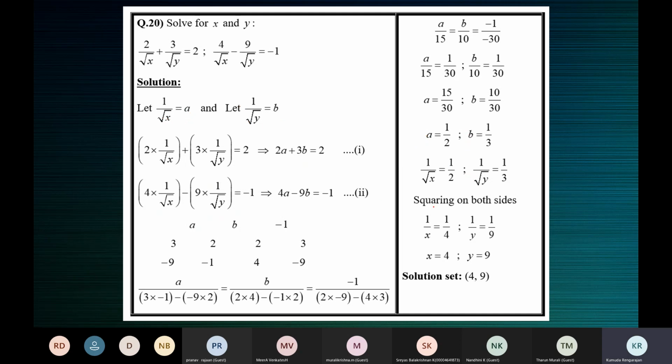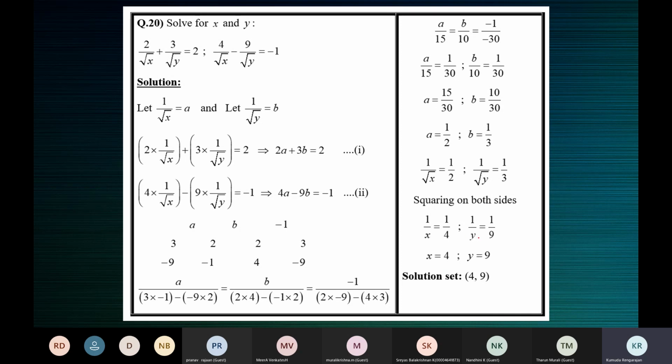Square on both the sides, because you want to get rid of the square root symbol. So square on both the sides. When you square, 1 square is 1, root x square is x, is equal to 1 square is 1 by 4. Similarly, here when you square, 1 by y is equal to 1 by 9. So when you square both the sides, you got rid of the square root symbol.